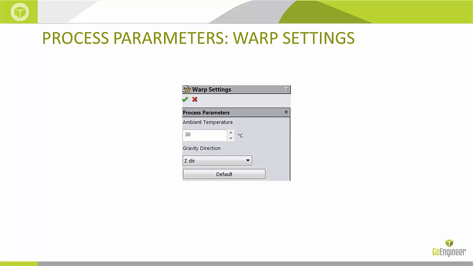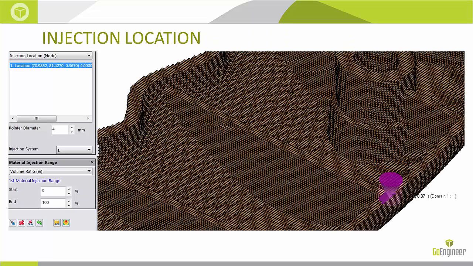Finally, we need to know the ambient temperature of our factory after the part is ejected, as this will contribute to the thermal quenching stress in our warpage analysis. The last step in the setup is to define the injection locations, or the gates, for where the plastic will be entering our cavity from our sprue and runner system.